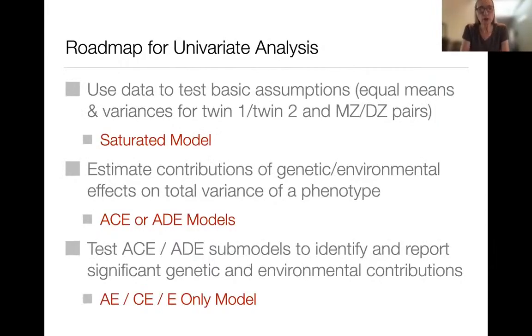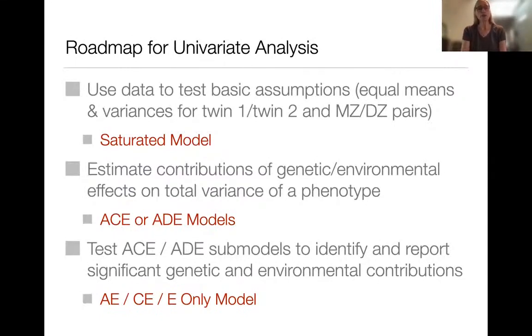Here I'll provide a little roadmap for what we call univariate or monophenotype analyses. These are analyses of a single phenotype using twin data. So there are basically different steps in this process. The first step is to use the data to test some basic assumptions about the models, including whether or not means and variances for twin 1 and twin 2, as well as for MZ and DZ pairs, monozygotic and dizygotic twin pairs, can be equated. We call this a saturated model.